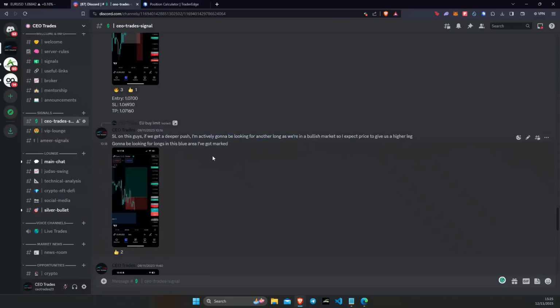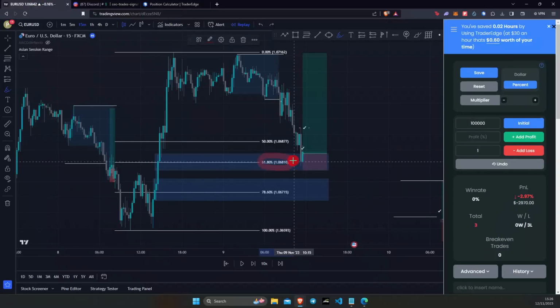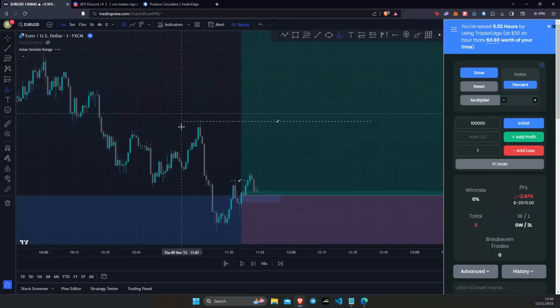So I'm going to be looking for longs in the blue area that I've got marked up. So this is the area right here. Price came in and now we're waiting for a market structure shift. So we've got our lower low, lower high, failure to create a lower low, creating a higher high. So now we're anticipating a higher low into this fair value gap before giving us higher prices, right?